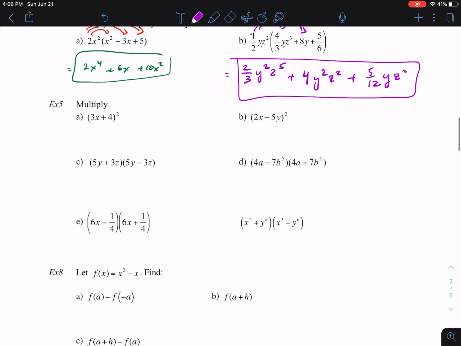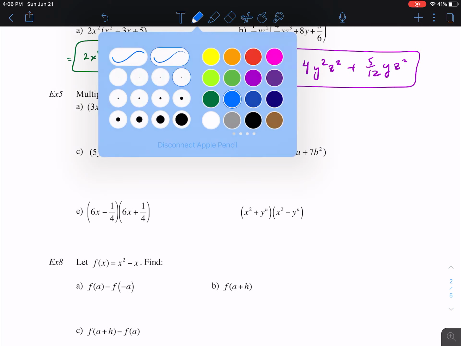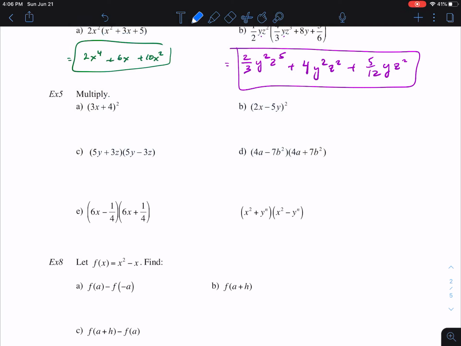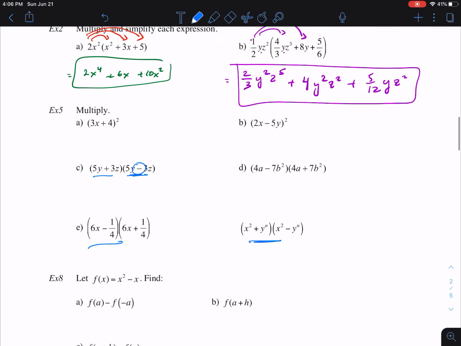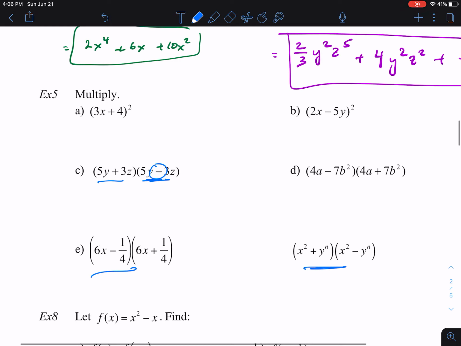Okay. This next example is more on binomial variations. We have a binomial times itself, and then a binomial times itself with the opposite sign. And we have a fraction, and then we have some weird one here. Okay, so let's do this.